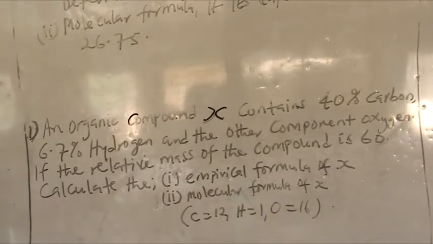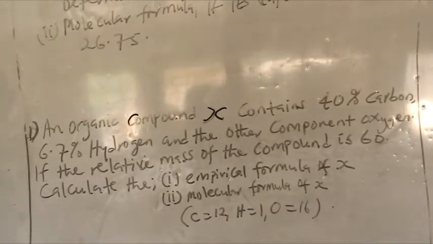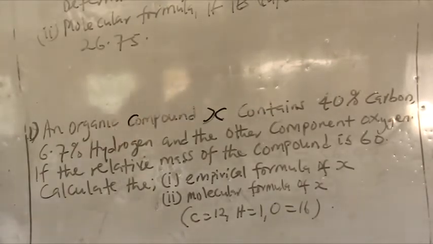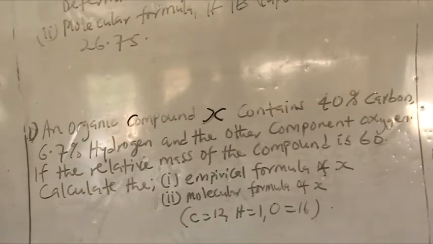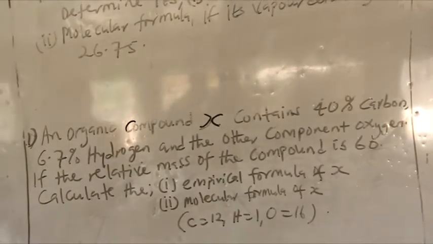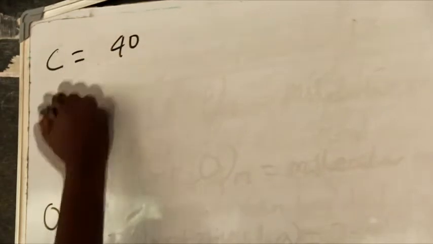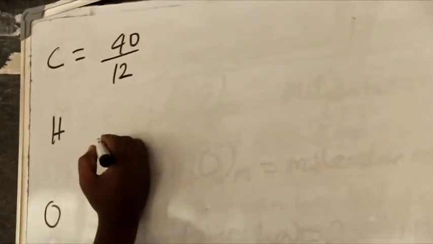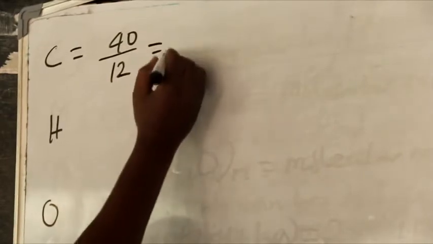Like we've been doing before, if you have not watched our previous video, please go and watch it on empirical formula and also on molecular formula 1. Now let's get started, because we have 3 elements: carbon, hydrogen, and oxygen. Carbon has 40%, divided by the relative atomic mass, which is 12.